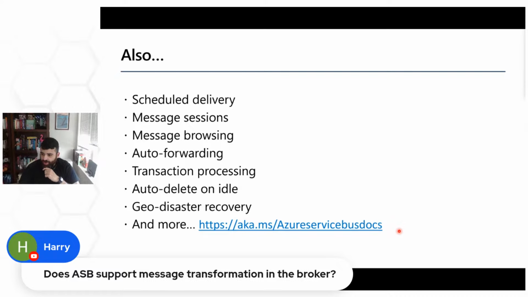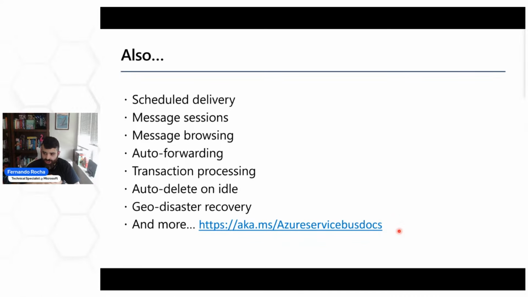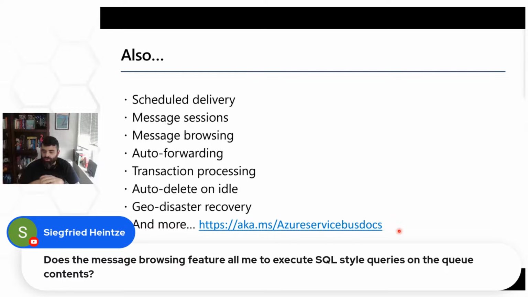Does the message browsing feature allow me to execute SQL style queries on the queue contents? Yes, you can do that. Oh, only for peeking? I would need to double check that, honestly. I would assume yes, but I would need to double check. But if you can execute SQL-like queries in subscriptions, right? I don't see why this wouldn't help work with peeking as well.